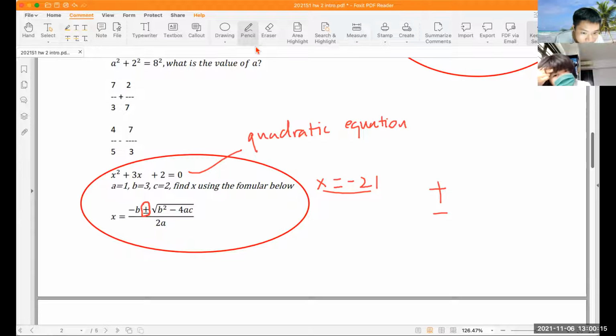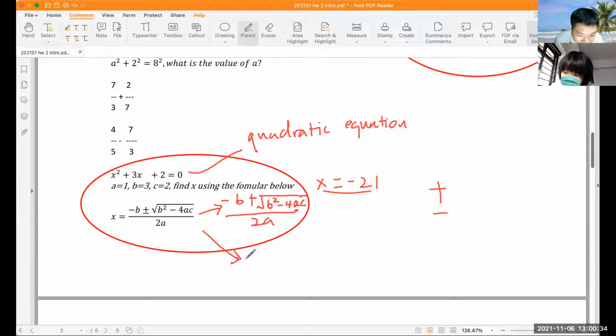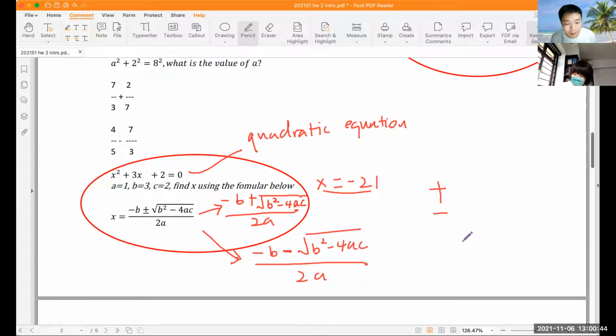So one of them is this. Let me rewrite. It's -b, everything is the same except you take the plus. This is one possible answer. Then the other possible answer is everything is the same, but you take the minus. That's the meaning of this plus minus. So understand?